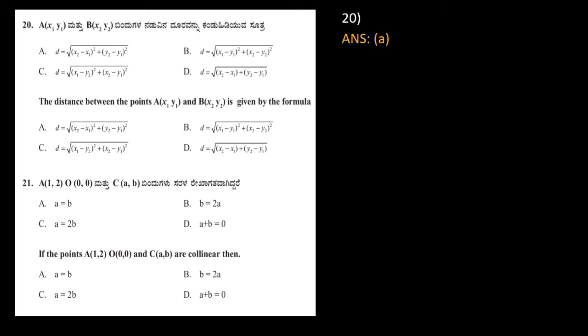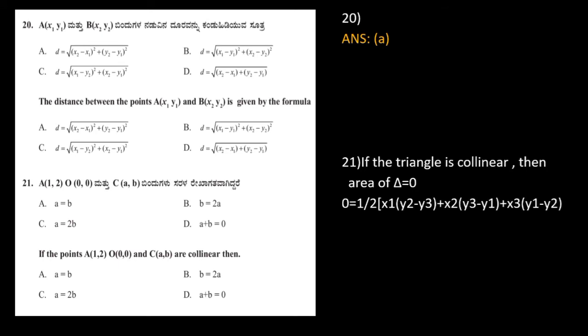Next we have 21st one, that is if the points A of 1, 2 and O of 0, 0 and C of a, b are collinear. Collinear means the area of the triangle will become 0. So then we'll use the area of triangle formula, that is equal to 1 by 2 into x1 bracket y2 minus y3 plus x2 of y3 minus y1 plus x3 of y1 minus y2. So now we will substitute all the values.